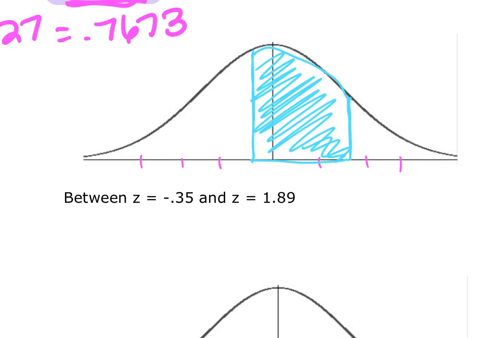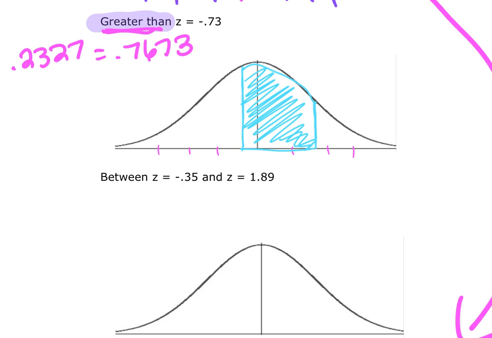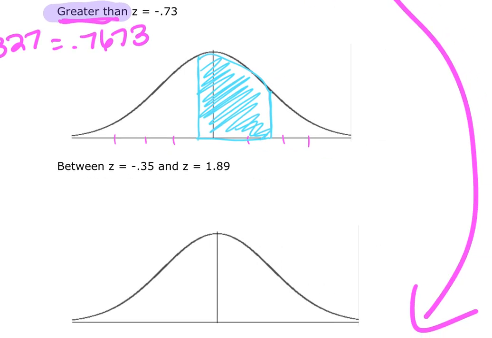And how are we going to find that area? What are we going to do? What are the numbers we're going to use? 1.89 corresponds to what? 0.9706, and then minus negative 0.35. Where is that? 0.3632. Okay, and that's what we're subtracting. So 6 minus 2 is 4, 7, 0, so 0.6704.